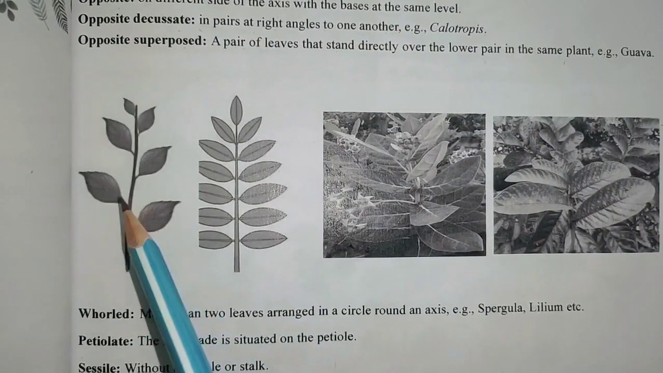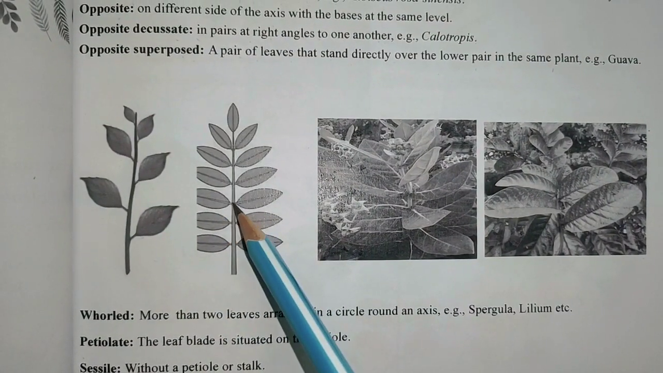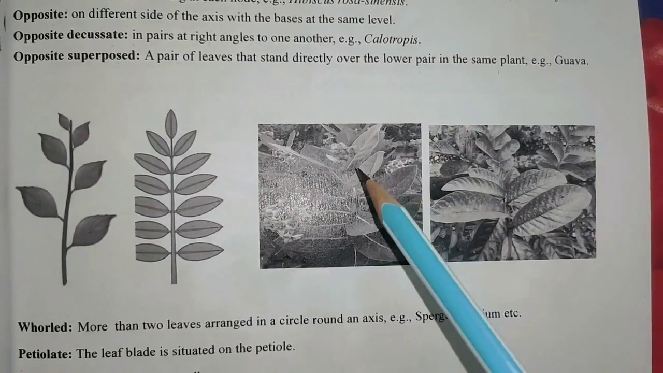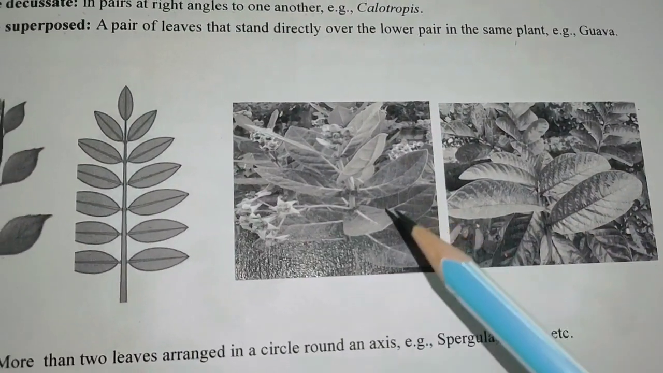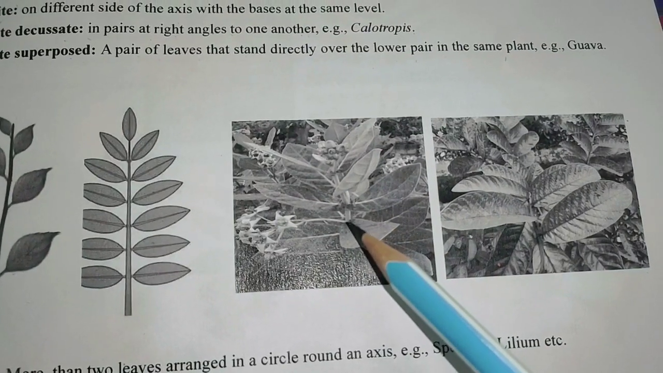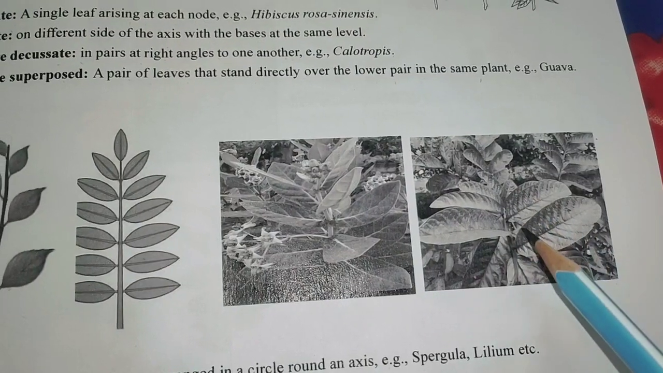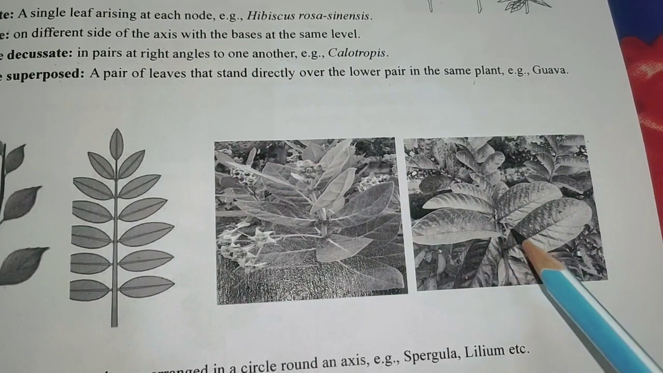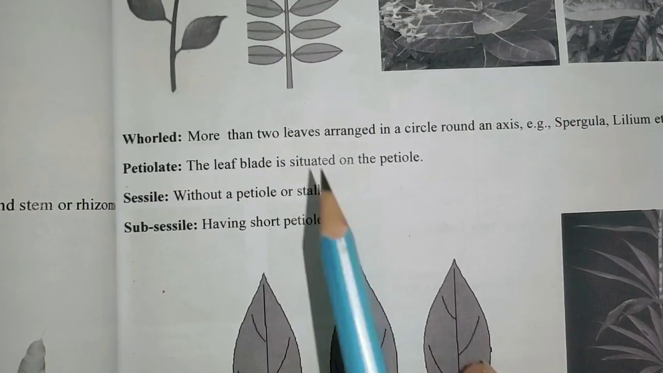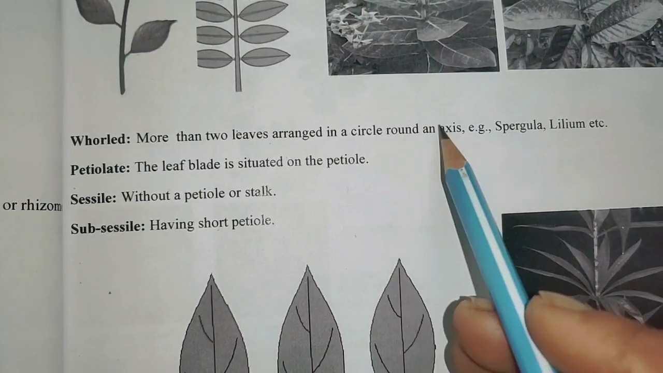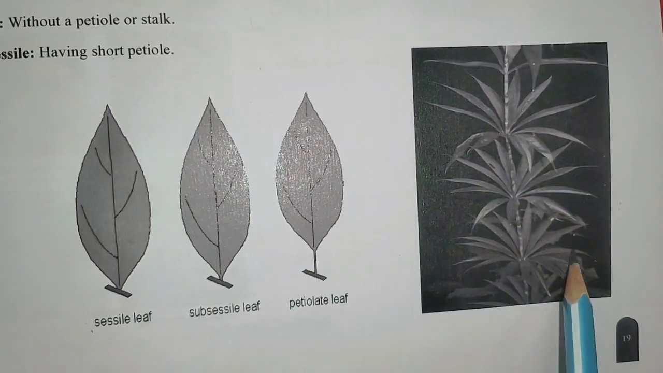This is the alternate leaf. This is opposite, originating from a single node. Opposite decussate and opposite superposed. In opposite decussate, the leaves are arranged at right angles, and in guava, opposite superposed, the leaves stand directly over the lower pairs. Whorl: more than two leaves arranged in a circle round an axis. For example, Spergula lilium. This is whorl.